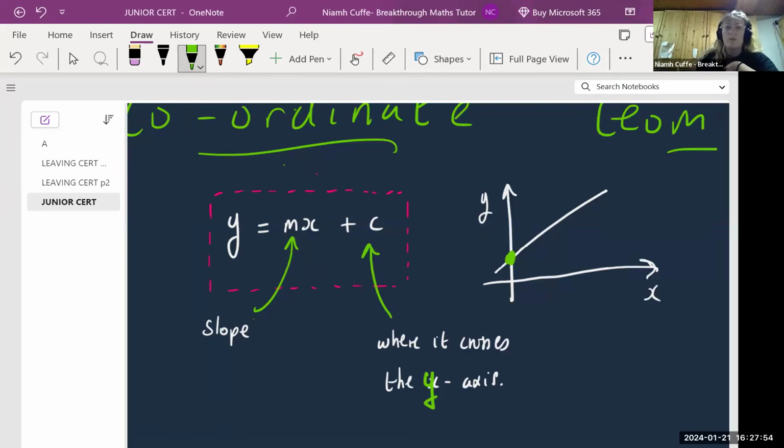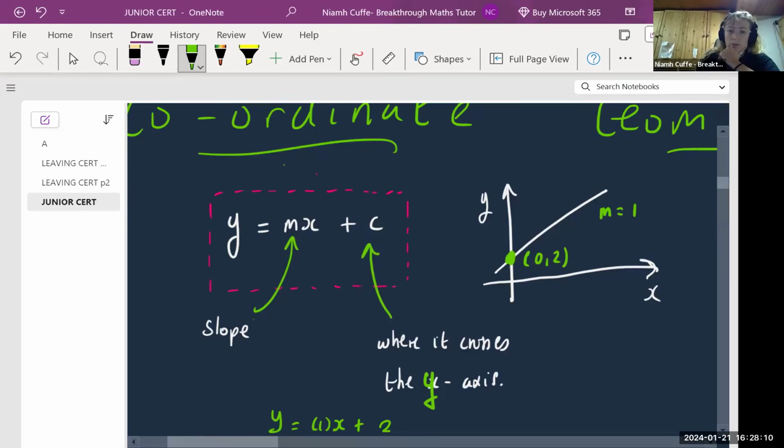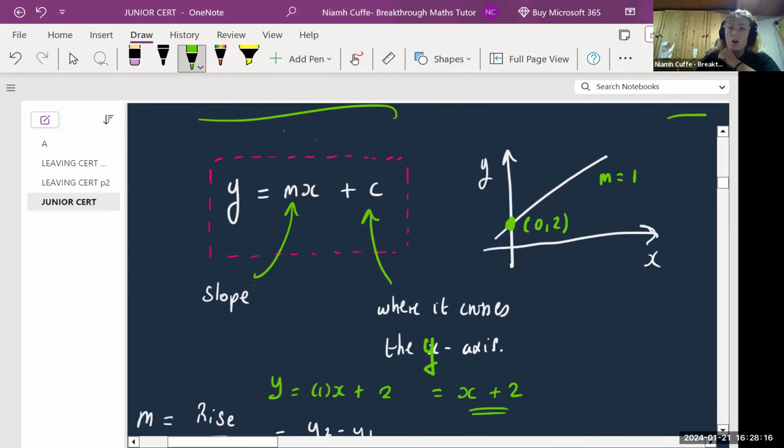So say it crosses at the point 0, 2, and let's say the slope was 1. Then y would equal 1 by x plus c, 2. Okay, y would equal x plus 2. And this equation would describe this graph.